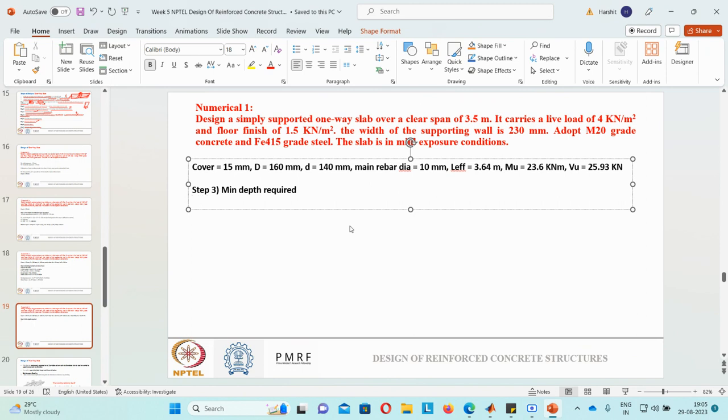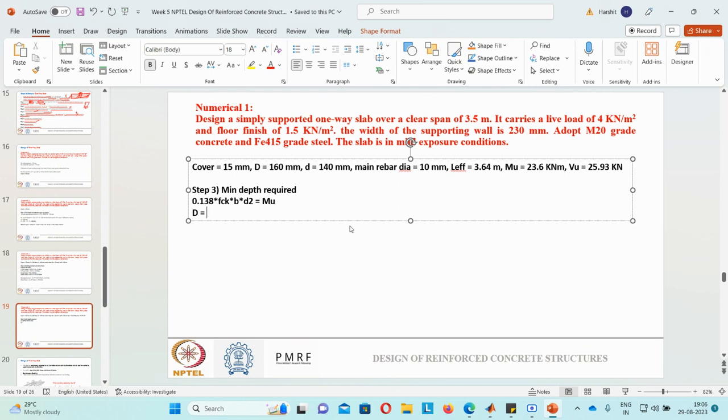Mu limiting is 0.138 fck b d square, which is equal to Mu. So from this, d will come out to be under root of Mu upon 0.138 fck b. Now, this 0.138 factor is for Fe415 grade steel. We calculate it from the strain diagram, taking the limiting value of xu by d, and get this value.